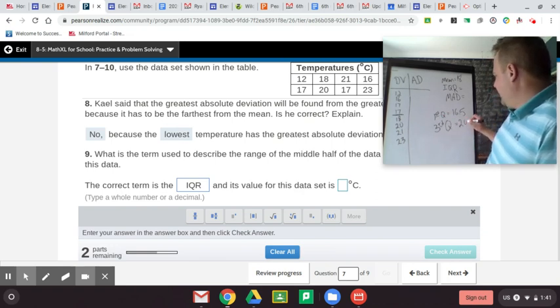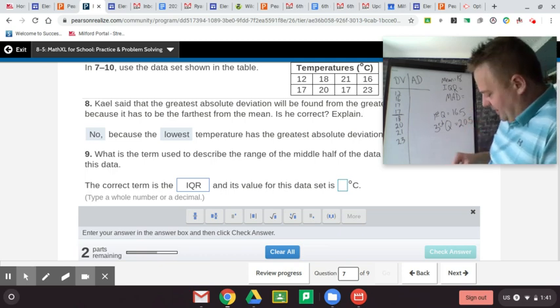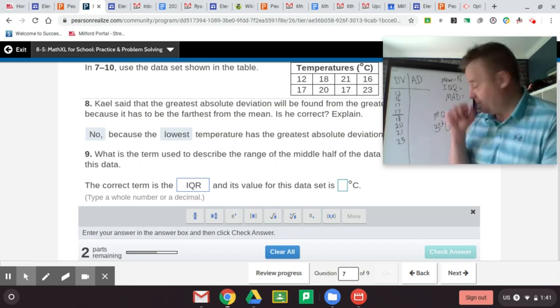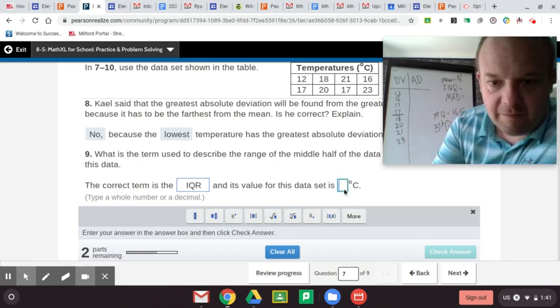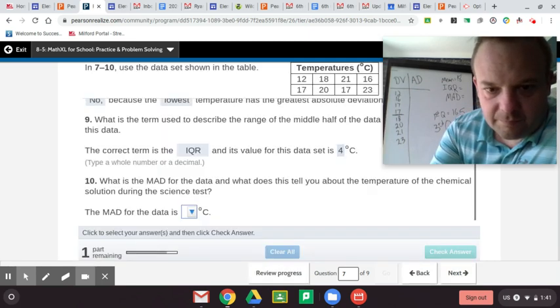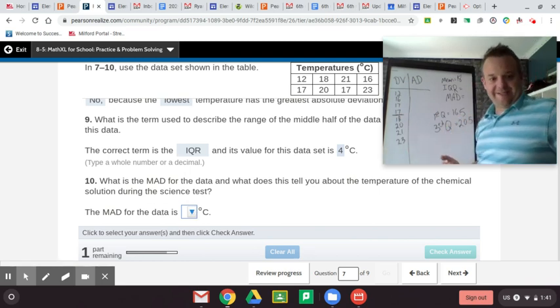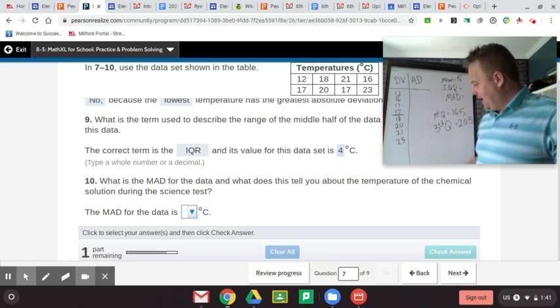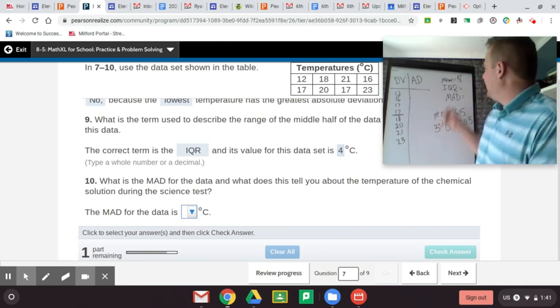So that's 20.5. Now we subtract these values and we get 4. What do we get? 4, I think? 4. So now we have to find the MAD. In order to find the MAD, you got to find the absolute deviations. Absolute deviations. So the mean is 18.